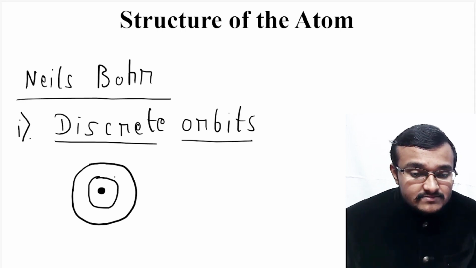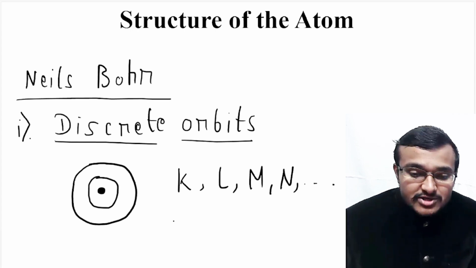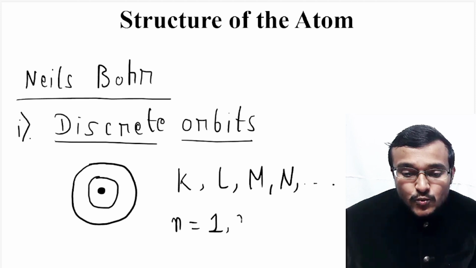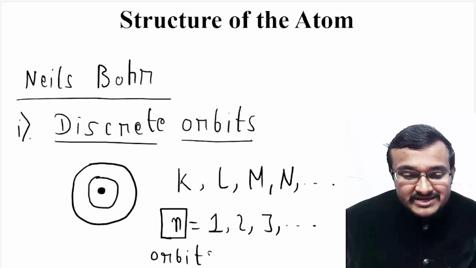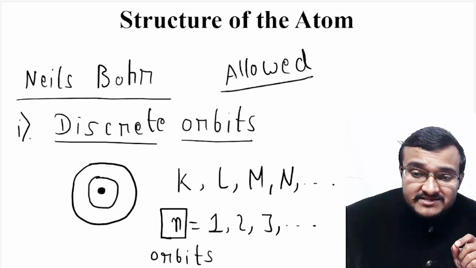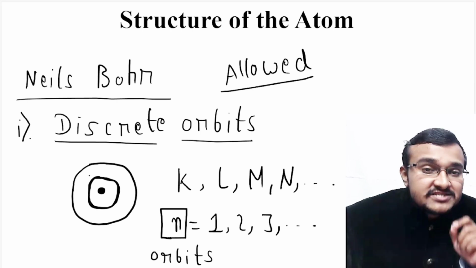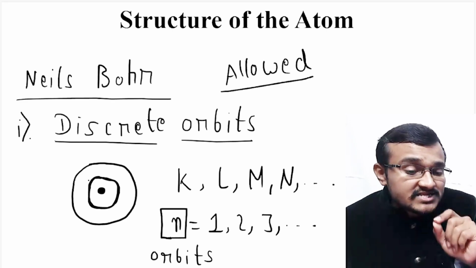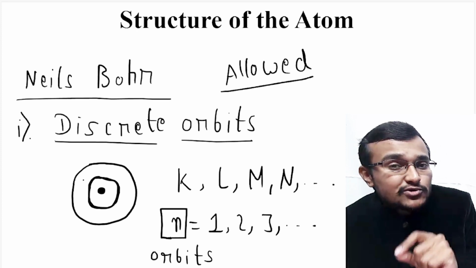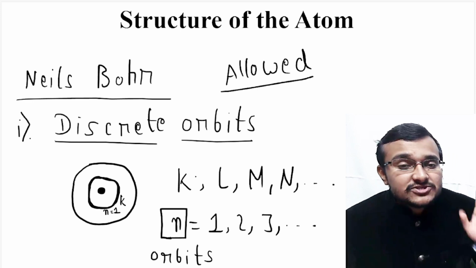So there are different discrete orbits inside an atom, and these orbits are named K, L, M, N and so on. Or you can call them n equal to 1, 2, 3 like this. Here n represents the discrete orbits inside an atom. Let's say this is the first orbit around the nucleus. This is the first allowed orbit in which electrons can revolve. The electrons revolving in this first orbit will not go to other orbits. Discrete orbits can be known as energy levels of electrons.